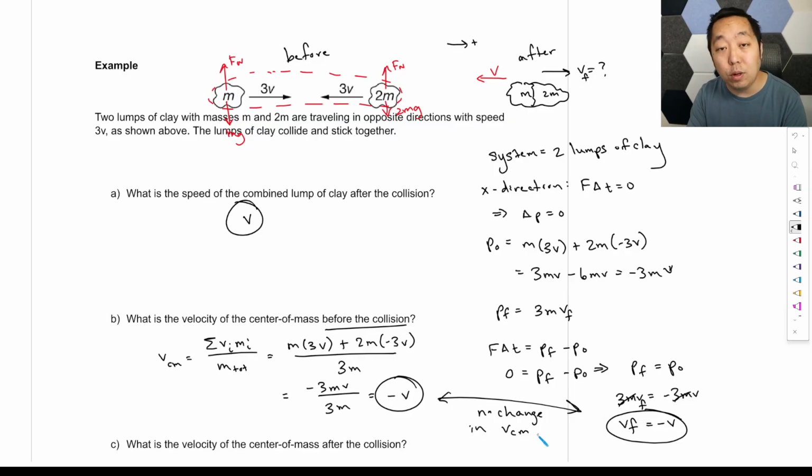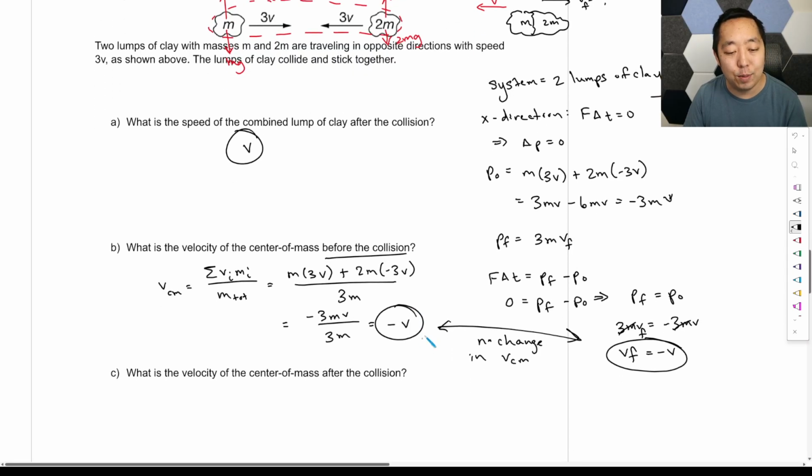Okay, and that's an important thing to recognize when you define this system, if you're talking about the center of mass. Now, of course, individually, and this is the thing you got to recognize, the two pieces of clay obviously had changes in their velocity. Like this guy was going 3v, this guy was going 3v. Now they're not going 3v anymore. Of course, each individual block changed their momentum, changed their velocity. But the center of mass velocity didn't change. Okay? And that's the thing you're going to recognize.